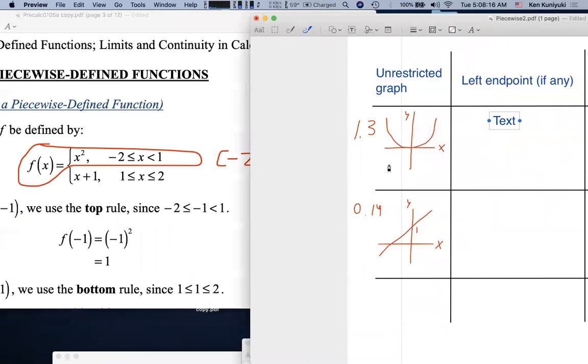So for the, and I'll write down the rules here. This is for f of x equals x squared. And this is for f of x equals x plus 1. And I'll circle them for emphasis.